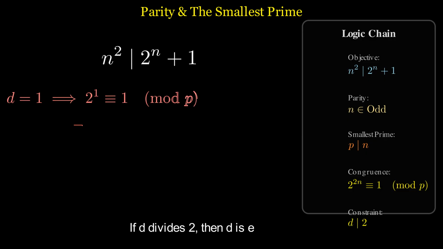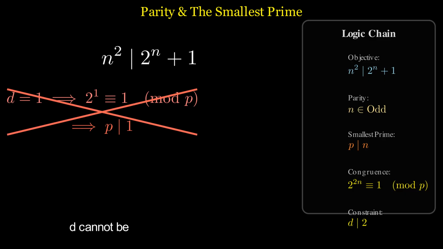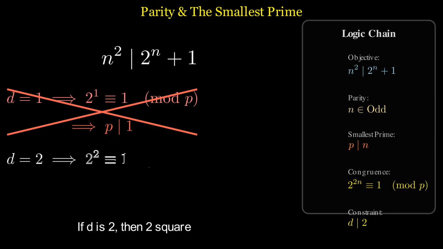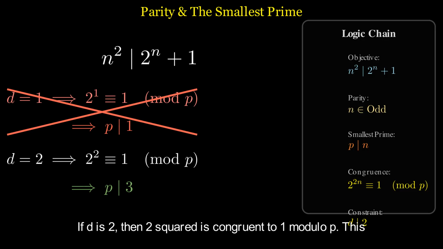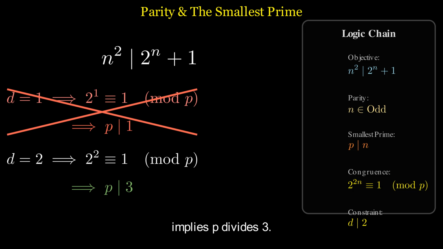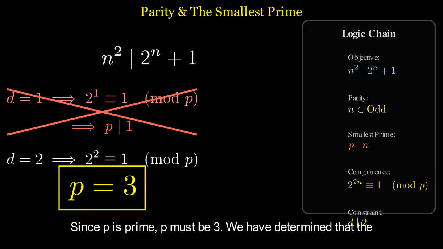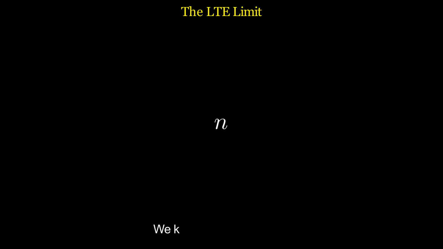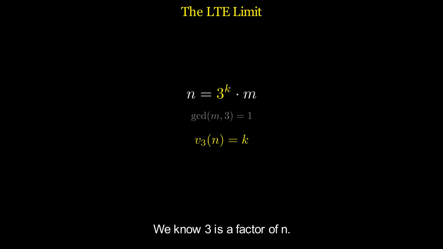If d divides 2, then d is either 1 or 2. d cannot be 1 because p divides 1 is impossible, so d must be 2. If d is 2, then 2 squared is congruent to 1 modulo p. This implies p divides 3. Since p is prime, p must be 3. We have determined that the smallest prime factor of n is 3. We know 3 is a factor of n.